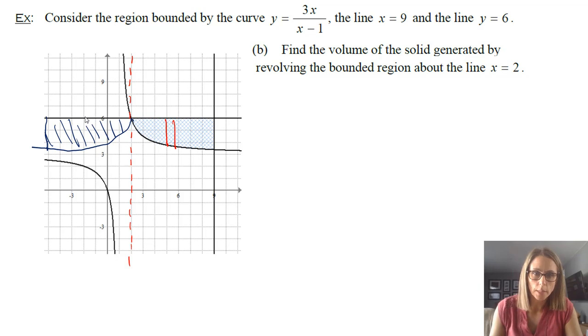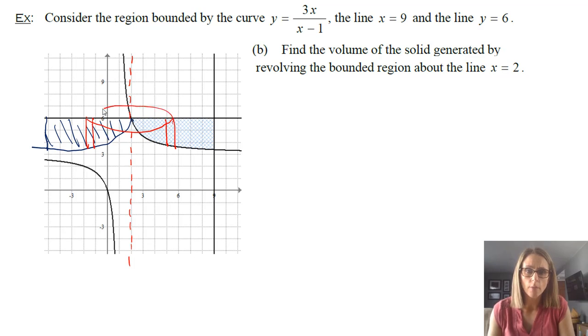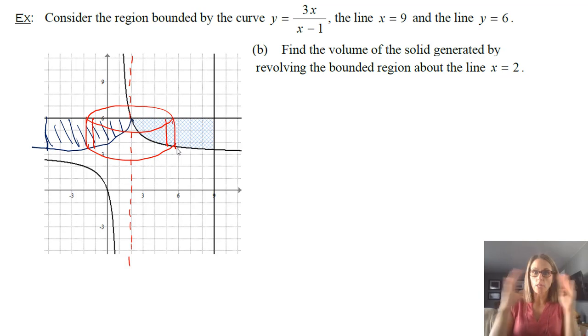Trying to reflect it, so something over here. And we have these shells. But I want you to notice that there is something that's changed. And it's because these shells are not as big anymore, because the reflection is not on the other side of the y-axis, it's on the line x equals 2.